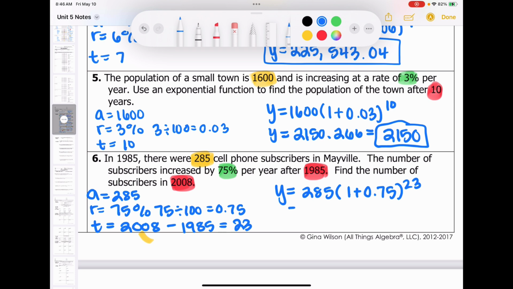So when I type that in, I get 110,845,988.3. So we're just going to drop that decimal. So we'd have that many subscribers, which is 110,845,988. So wow, in 23 years they gained a lot of cell phone subscribers.